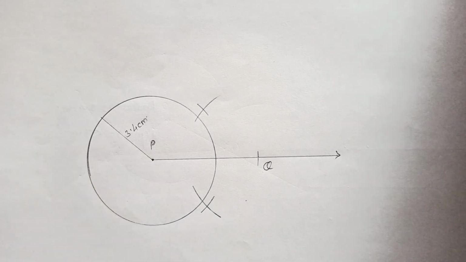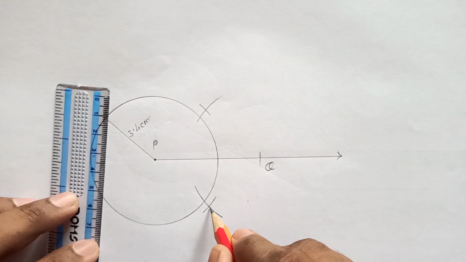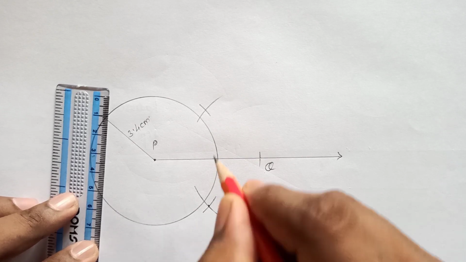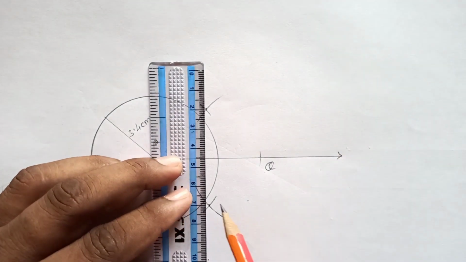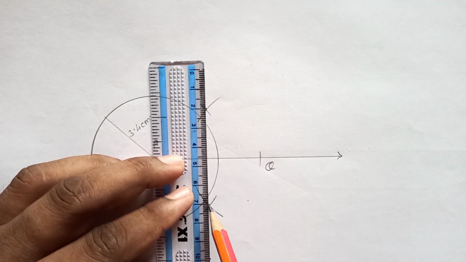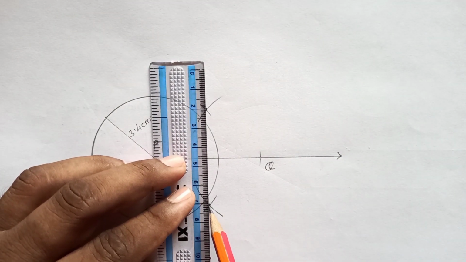Let's join these two points. Which two points? This is the first point of intersection, this is the other point of intersection. So let's join these two points.